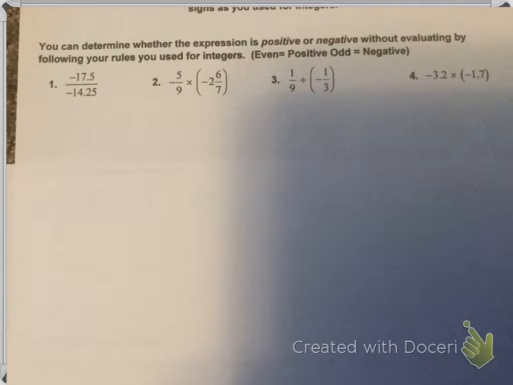When you have an even number of negatives, your answer is positive. When you have an odd number of negatives, your answer is negative. And you should remember that. We just learned that. We've been reviewing that.